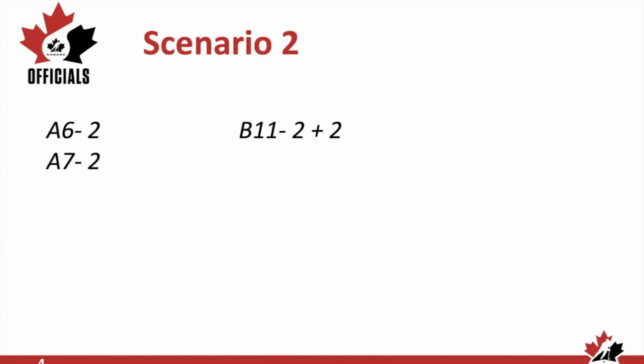That's not how this works. When canceling penalties, we write them down because in this case, we want to cancel as many as possible. So we can cancel the 2 on A6 and the 2 on A7. They'll cancel the 2 plus 2 for B11.